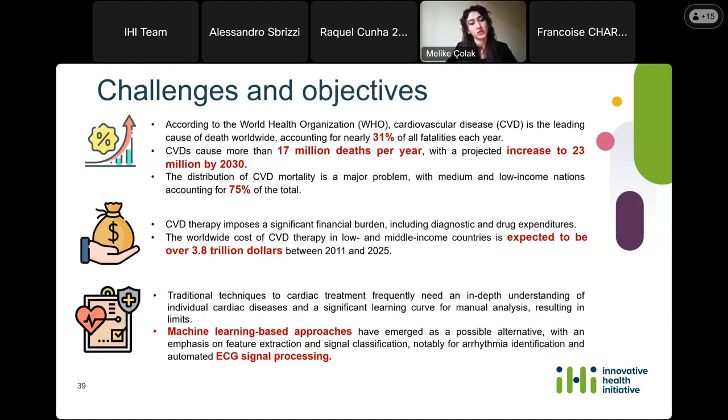And CVD therapy imposes a significant financial burden, including diagnostic and drug expenditures. And the worldwide cost of CVD therapy in low and middle income countries is expected to be over $3.8 trillion between 2011 and 2025. And the traditional techniques to cardiac treatment frequently need an in-depth understanding of individual cardiac disease and a significant learning curve for manual analysis, resulting in limits. Machine learning-based approaches have emerged as a possible alternative with an emphasis on feature extraction and signal classification, notably for arrhythmia identification and automated ECG signal processing. Next slide, please.